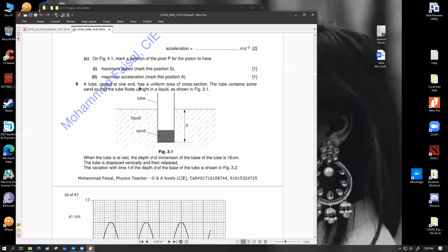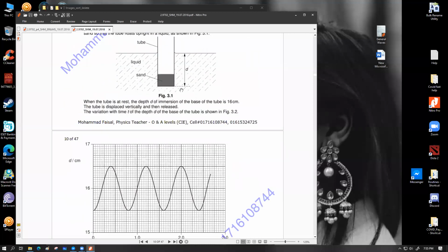A tube closed at one end has a uniform area of cross section. The tube contains some sand, so that the tube floats upright in a liquid as shown in figure 3.1. When the tube is at rest, the depth d of immersion of the base of the tube is 16 centimeter. The tube is displaced vertically and then released. The variation with time t of the depth d of the base of the tube is shown in figure 3.2.